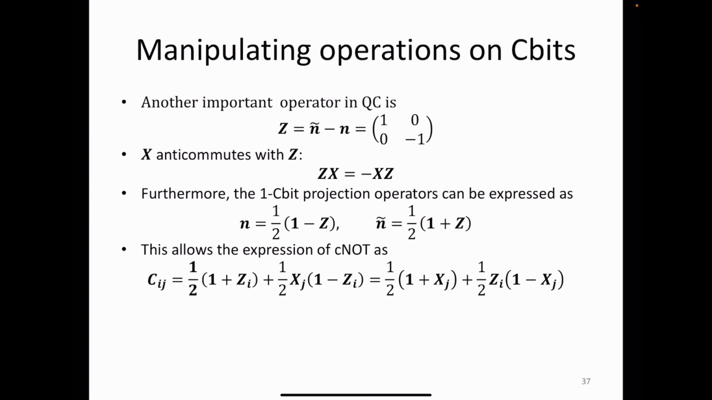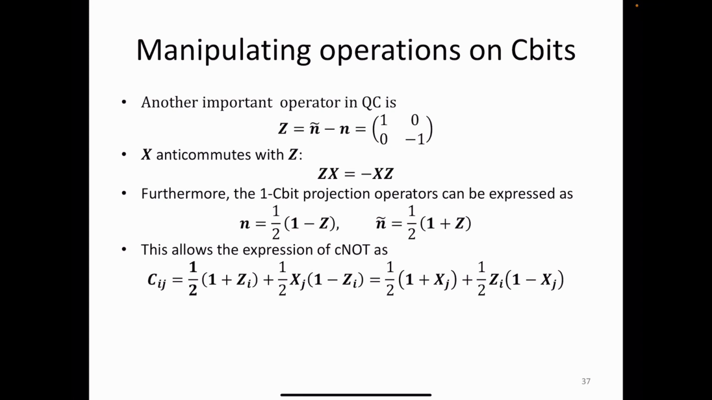Another operator in quantum computing that's of importance is the Z operator, which is given by the projection operators n tilde minus m, which is 1, 0, 0, minus 1. It's also called a phase shift operator. X anti-commutes with Z, which means ZX equals minus XZ. We learned about the commutator before. Anytime operators do not commute, the sequence of application matters. Remember that.